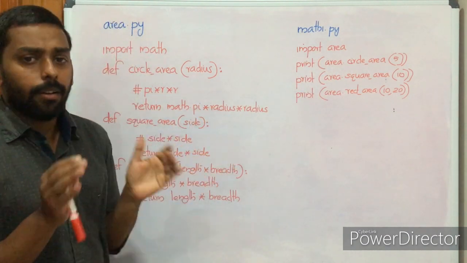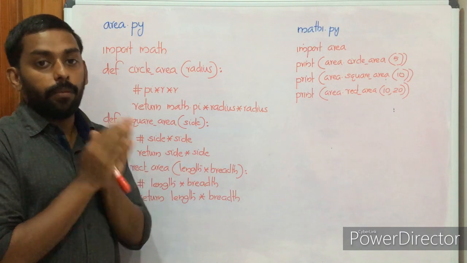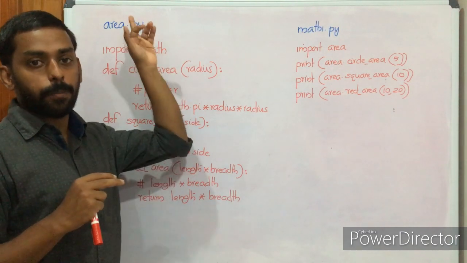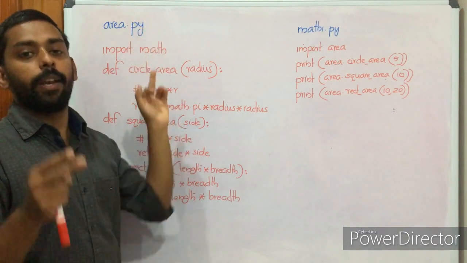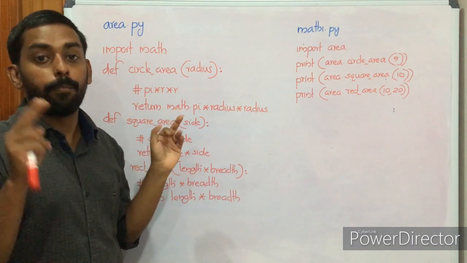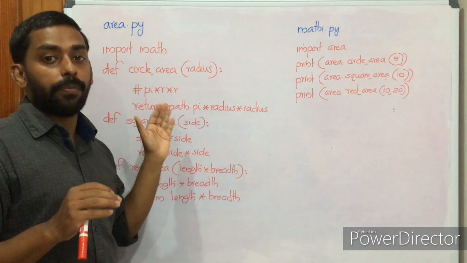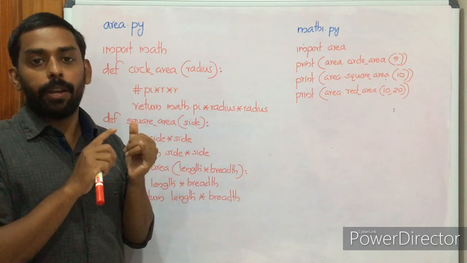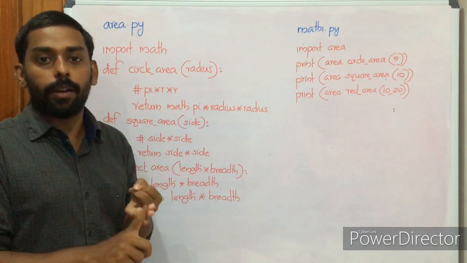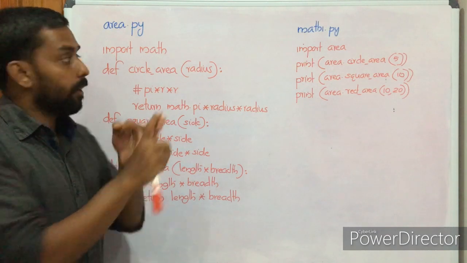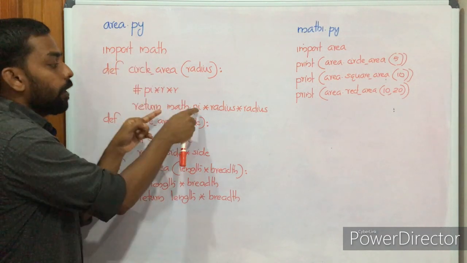Hope you understand it. The concept is very clear. Here we have 2 programs. The first program is area1.py and we have developed that program as a module, with 3 functions: finding the area of a circle, area of a square and area of a rectangle. And we have imported math just for running the pi function.